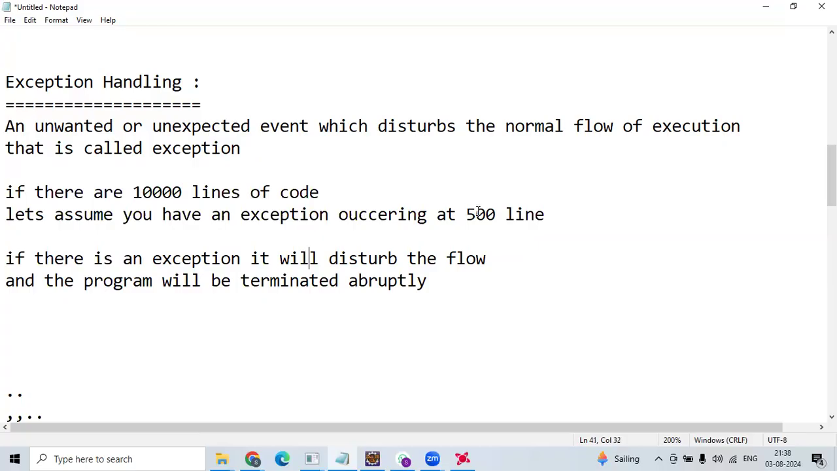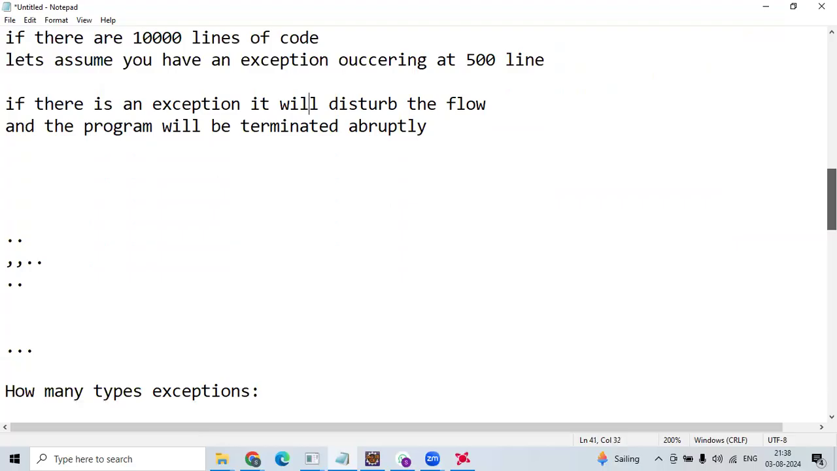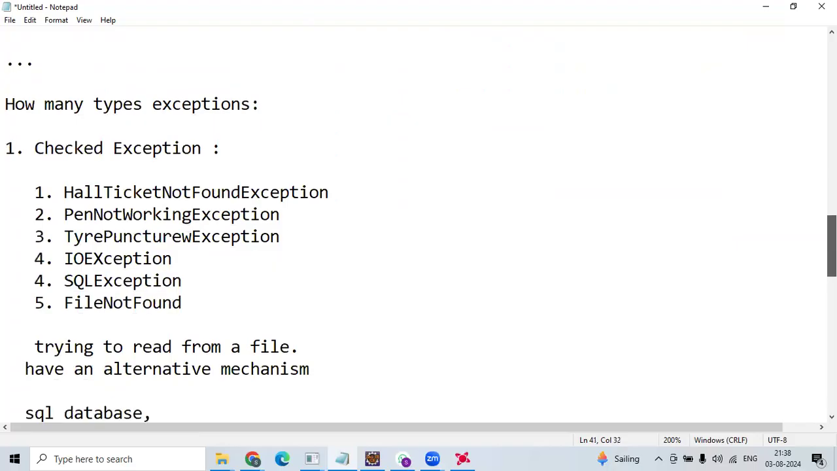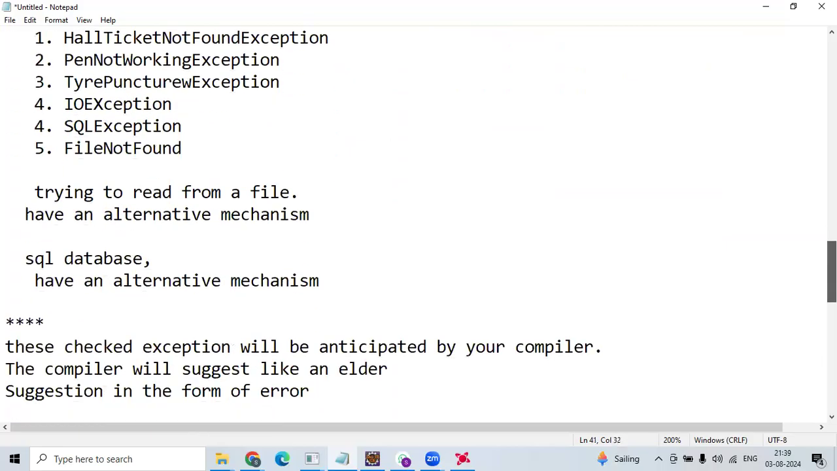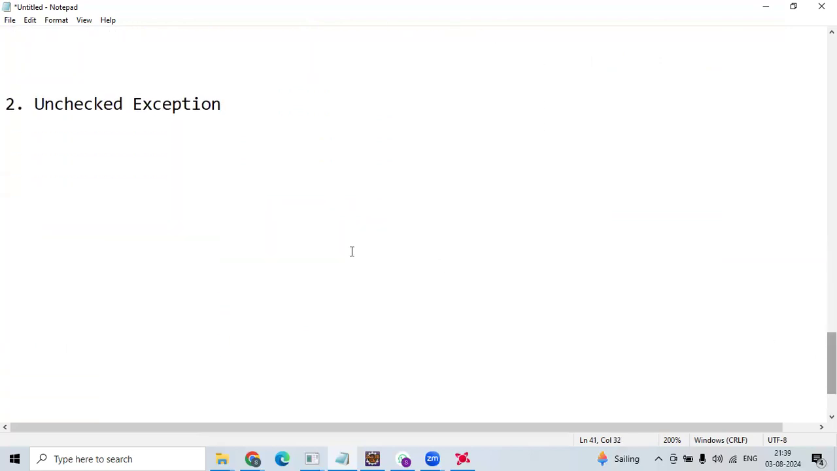For checked exceptions, the compiler is smart enough. It will suggest either handle or delegate. For checked exceptions, the compiler plays the role of your mother, your father or your guide. For unchecked exceptions, it is not the case. Anyone, what is an unchecked exception, guys?